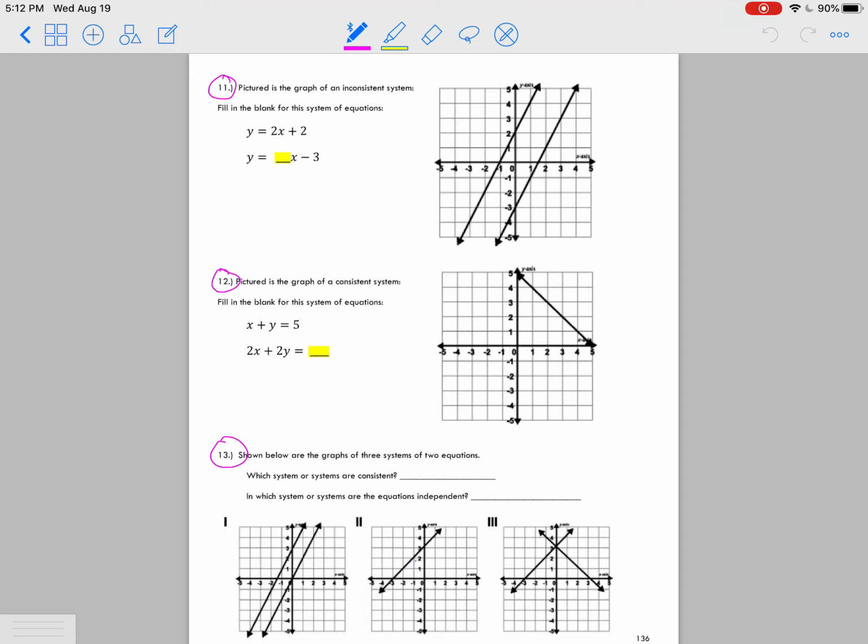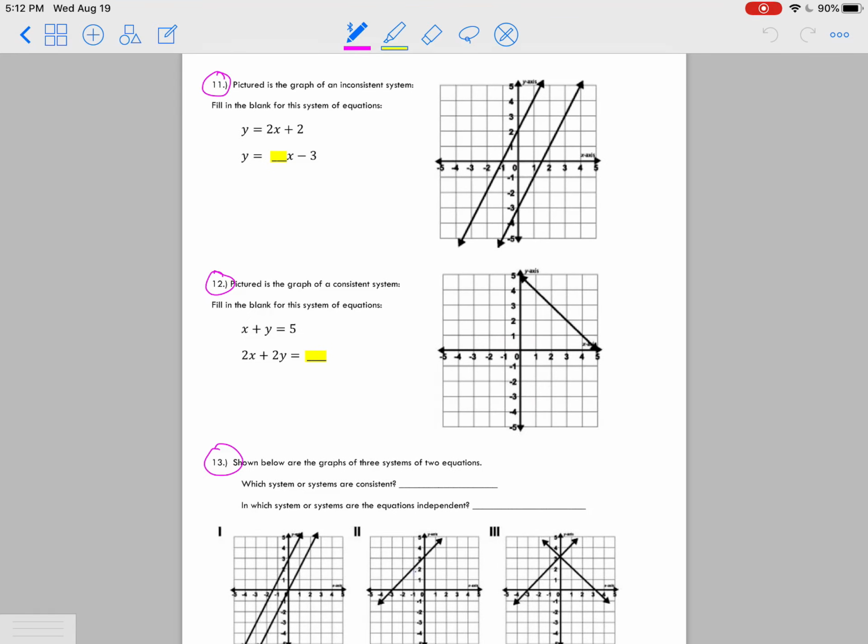I did want to talk about these last three problems here. This kind of goes along with what I was talking to you about in terms of what is really important with this whole idea of the types of solutions and whether they're consistent or inconsistent. Number 11 says, pictured is the graph of an inconsistent system. Fill in the blanks for this system of equations. Let's start to think about what type of solution this is.